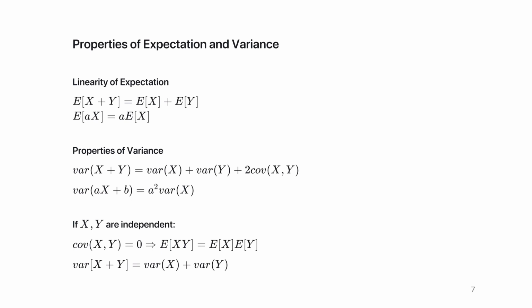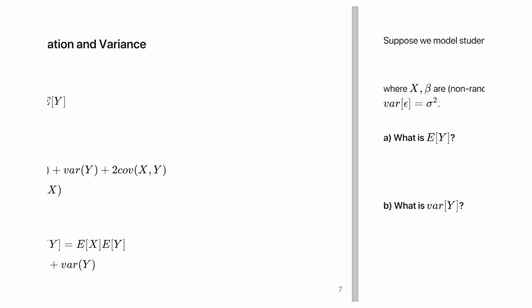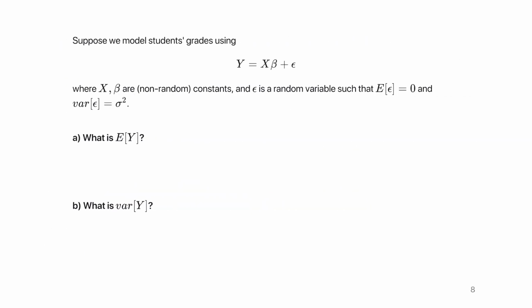All right, so we'll go into our first problem. So we have some model y equals X beta plus epsilon, where X beta are non-random constants and epsilon is a random variable. And we know expectation of epsilon is 0 and the variance is sigma squared. So I'll give you a few minutes to do this one.